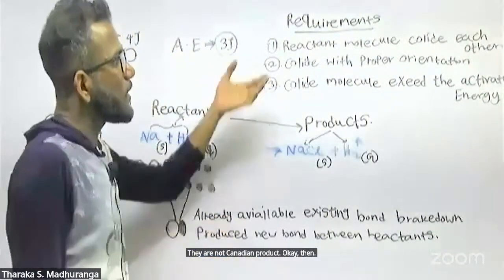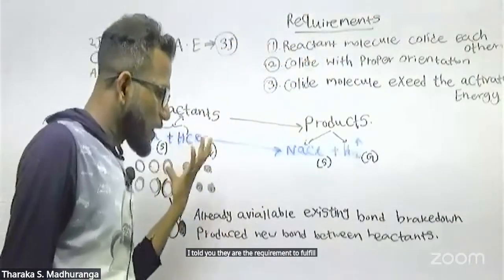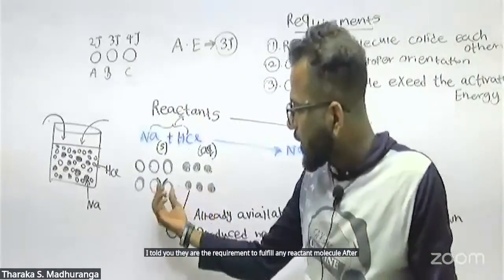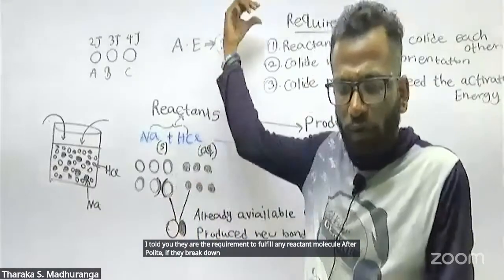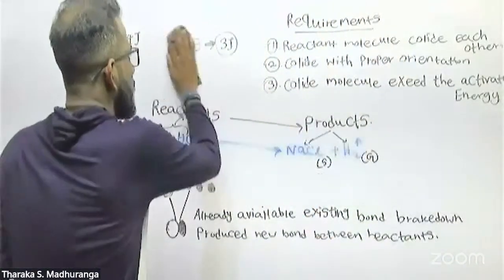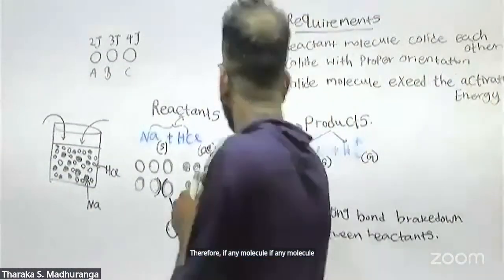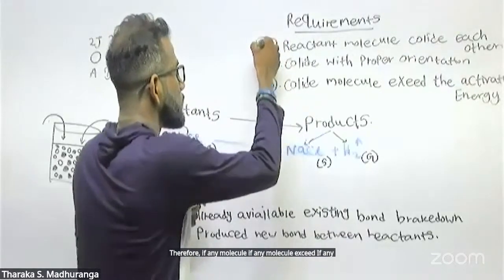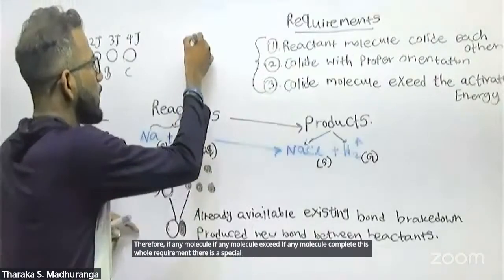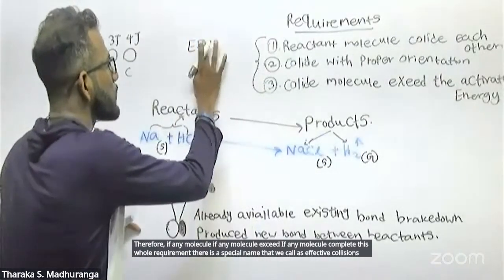I told you the requirements should be fulfilled by any reactant molecule after collision. If they break down and produce new bonds, all these requirements should be fulfilled. Therefore, if any molecule completes all these requirements, there is a special name that we call effective collision.